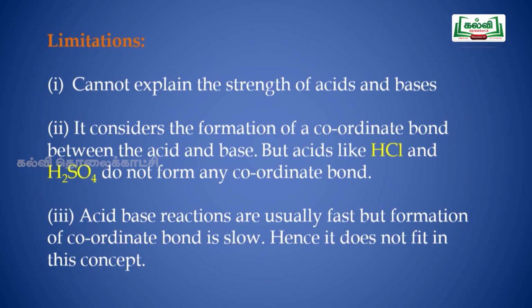So, the next one is limitations of Lewis theory. The first point is it cannot explain the strength of acids and bases. Okay. The second point, the most important thing related to Lewis is it considers the formation of the bond as actually a coordinate bond. The reaction between acid and base results in the formation of a salt through a coordinate bond. But actually reactions between hydrochloric acid or sulfuric acid with strong bases resulting in the formation of a salt do not form any coordinate bond. So, actually according to Lewis, these acids will not fall into that category.